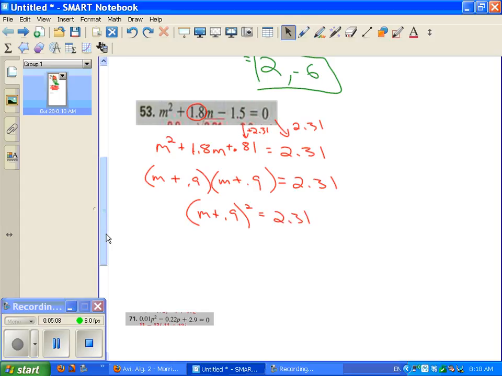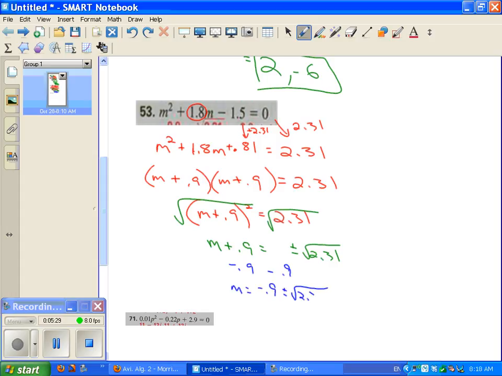All right, so now I only have one m, so how do I get this out of the parentheses? Square root both sides. So I'm going to get m plus 0.9 equals plus or minus the square root of 2.31, and then subtract 0.9 from both sides. I get m equals negative 0.9 plus or minus the square root of 2.31. Now, because that one's got a radical in it, you can leave it.